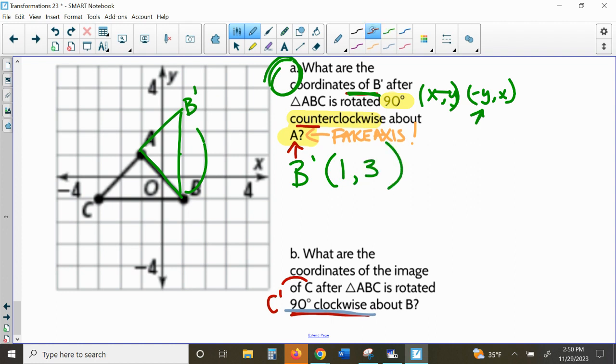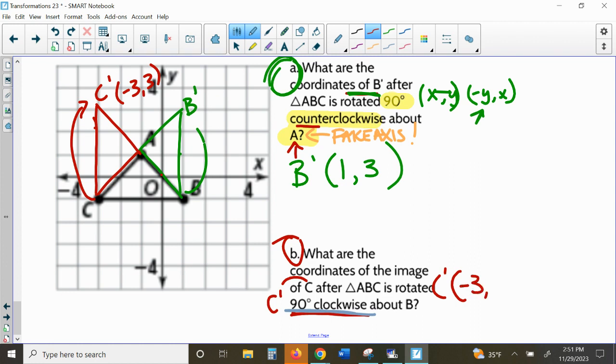Okay, let's do this one in red. So if we went clockwise, that's coming up this way. So it's going to look like this. Our C is going to be coming up here. So this is going to be our new C prime. And so that's going to be at the point negative 1, 2, 3, 1, 2, 3. So negative 3, 3 is going to be our new C prime. C prime is going to be at negative 3, comma 3.